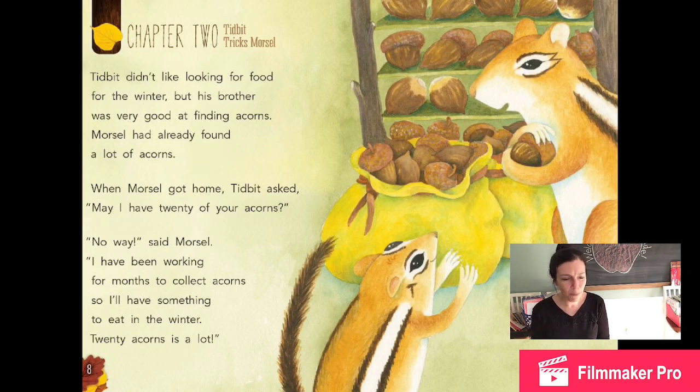No way, said Morsel. I've been working for months to collect acorns, so I'll have something to eat in the winter. 20 acorns is a lot.